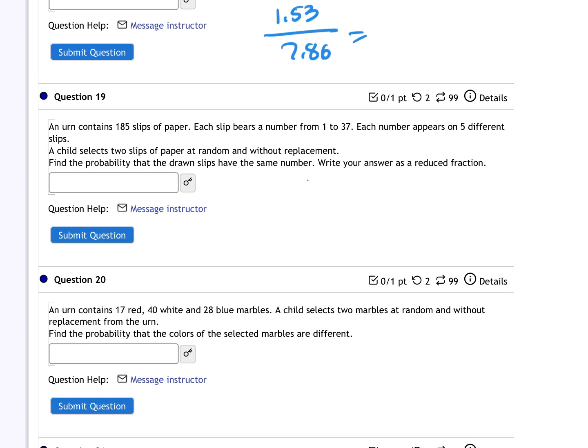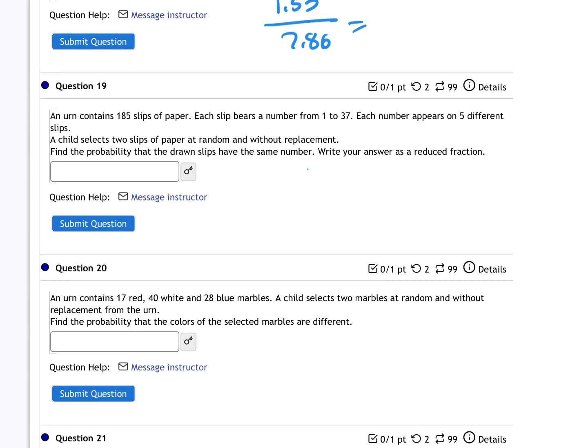Moving on to problem 19. If you have an urn, which is just a jar, with 185 slips of paper, each one of these bears the number 1 through 37, 5 different times. A child selects 2 papers out of the jar, takes them out without replacement. What's the probability to have the same number? So let's think about this. We can write this as reduced fractions.